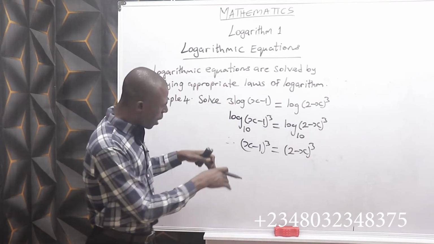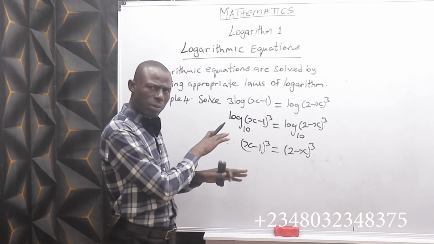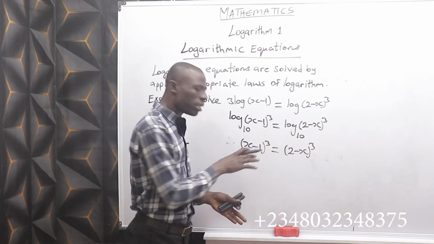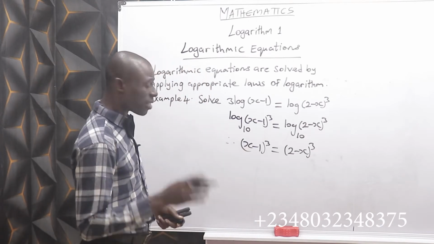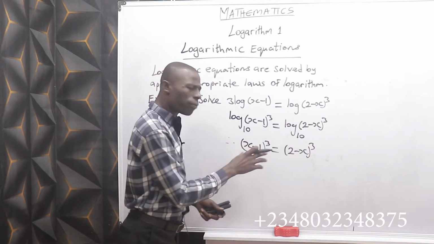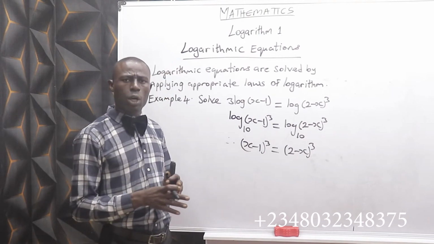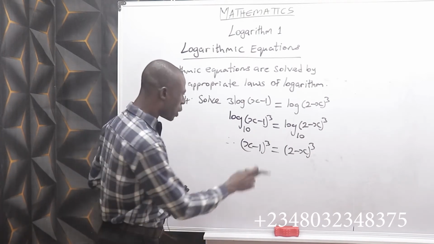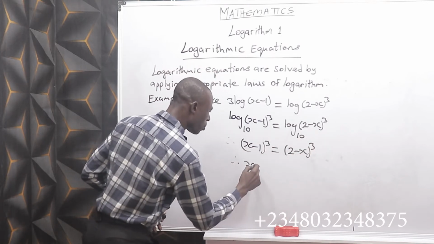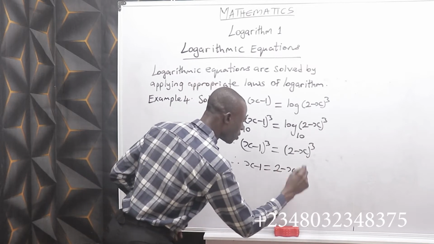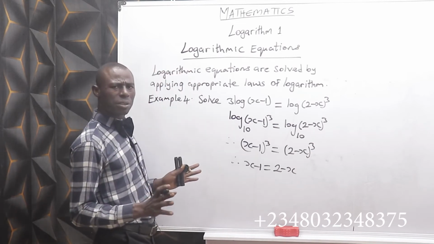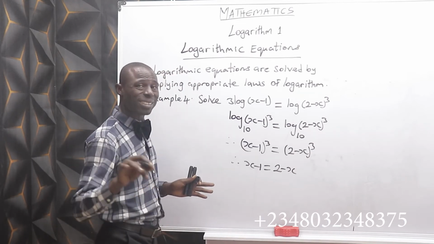Now, we are done with the logarithm aspect. We are now facing another rudiment of indices. Don't forget in indices, as I said in the previous example, once you have equal powers on different sides of the equation, automatically the bases are equal. See the equal power, power 3, automatically these bases are equal. Therefore, x minus 1 is equal to 2 minus x. Simple. Those laws are not grievous. They are not cumbersome. You only need to master them.